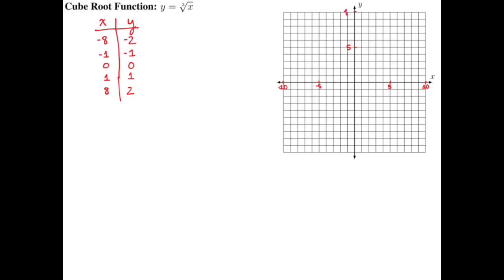Okay, so you go by 1s. I still went by 1s on the y's. You could get all excited and go by halves or quarters if you wanted. I just like to go by 1s. Yeah, we'll see. And then, zoom, that's your cube root graph.